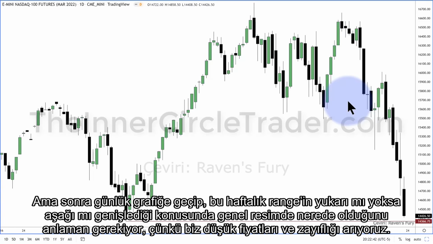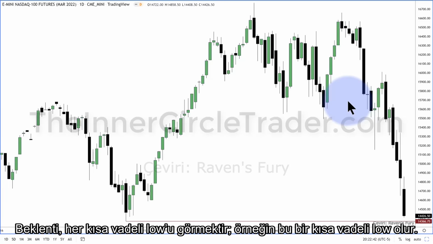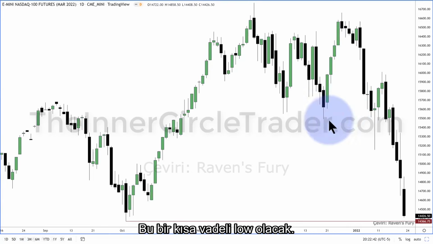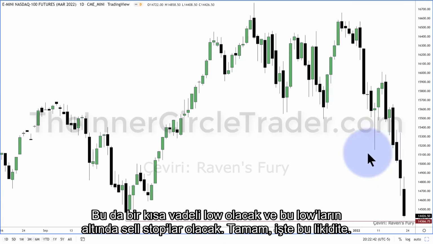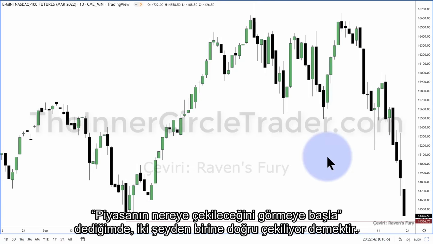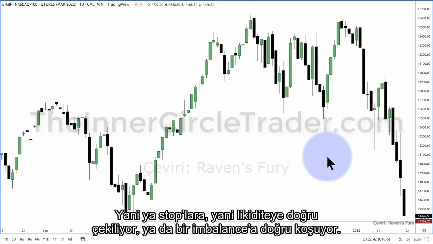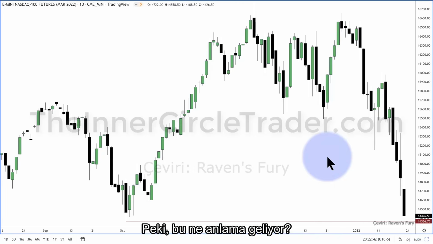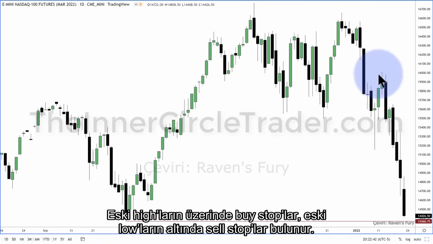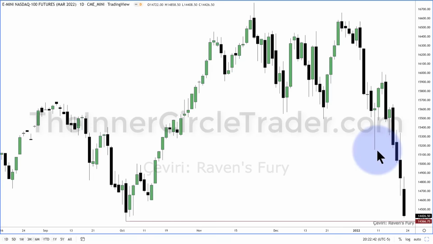Because we're looking for lower prices and we're looking for weakness, the expectation is we want to see every short-term low. Like this would be a short-term low, this will be a short-term low. And underneath those lows are going to be sell stops. Okay, that's liquidity. When I say learn to start looking for where the market's going to draw to, it's drawing to one of two things. It's drawing to stops, which is liquidity, or it's running to an imbalance. Now, what does that mean? Above old highs, buy stops. Below old lows, sell stops.